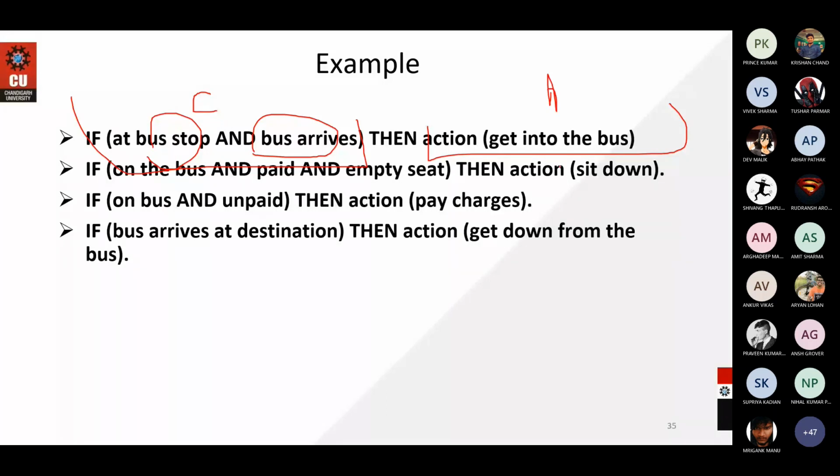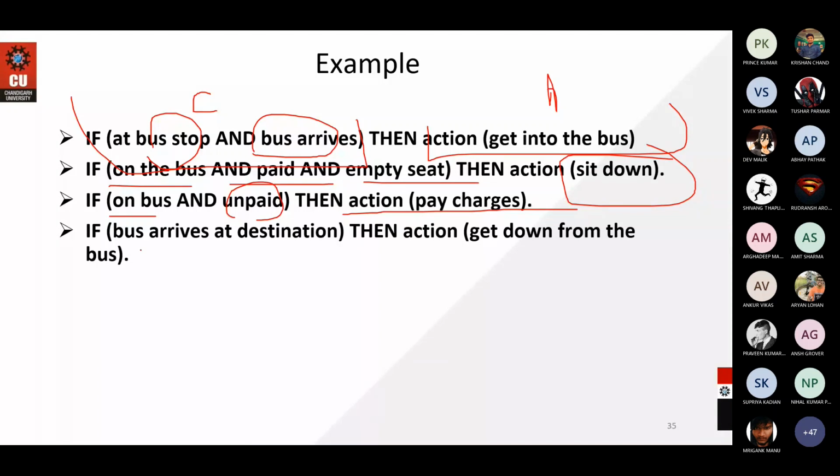After that, if you are on the bus and have paid and there is an empty seat, suppose the bus has stopped and you have bought the ticket and there is a seat, what will happen? You will sit down in the bus. The next condition may be if you are on the bus and unpaid, meaning you have not paid for the ticket. What you need to do is pay the charges and buy the ticket.